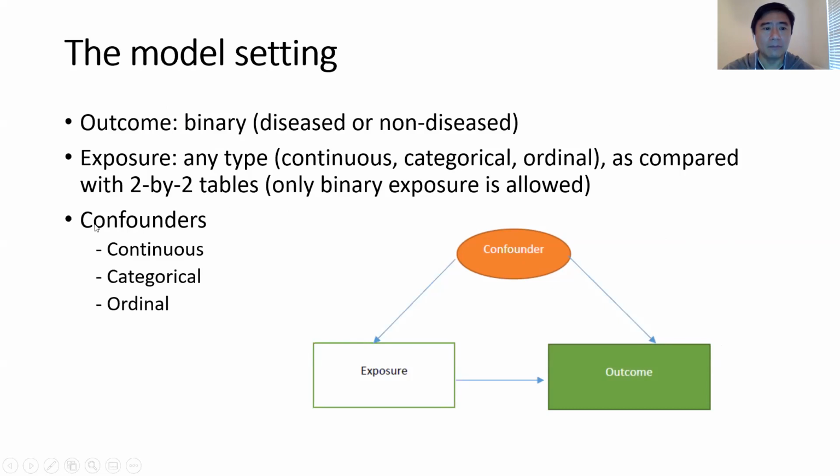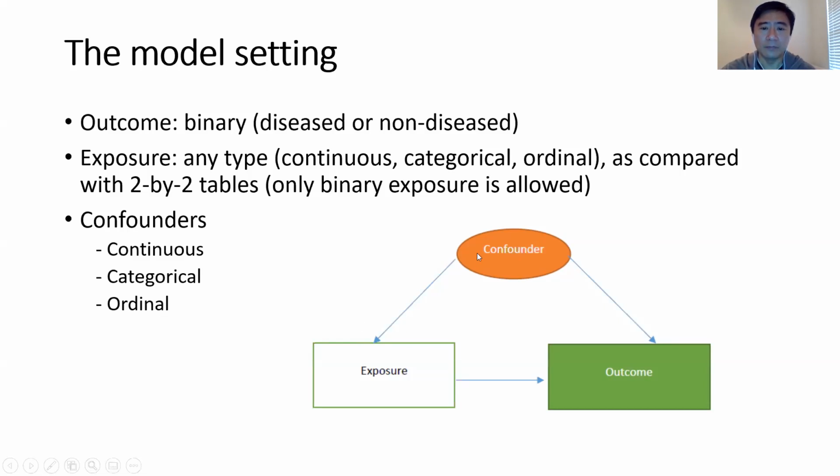And here, the confounding variables, what we call confounders, can be continuous variables or categorical variables, that means a variable with more than 2 categories. And it can also be an ordinal variable.